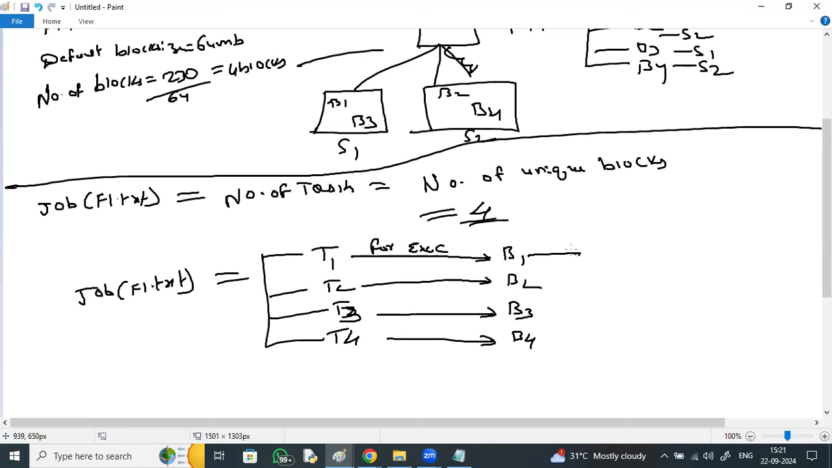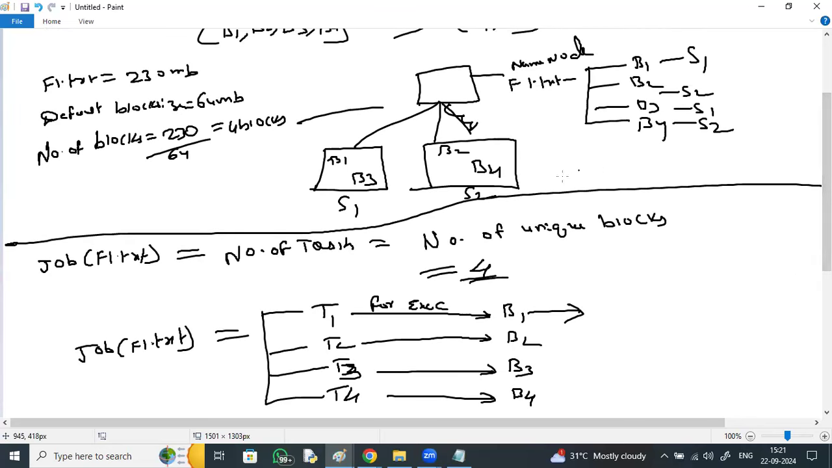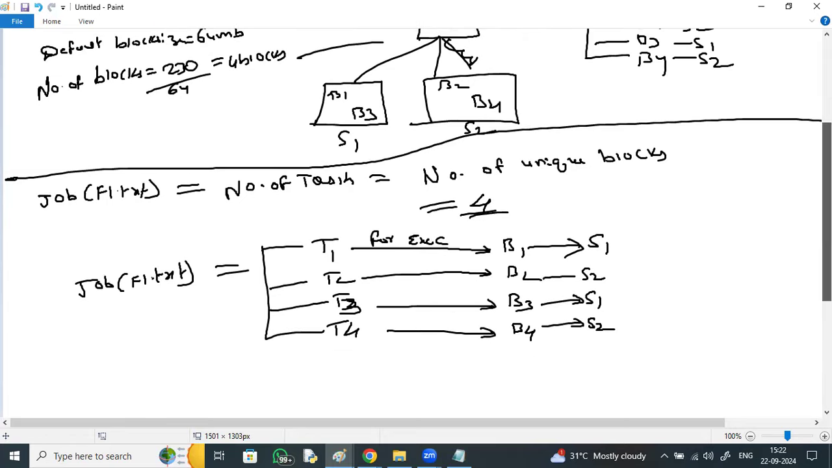Who should execute this T1 task? Who has to execute this T1 task? S1. T2 task? S2. T3 task? S1. T4 by S2.